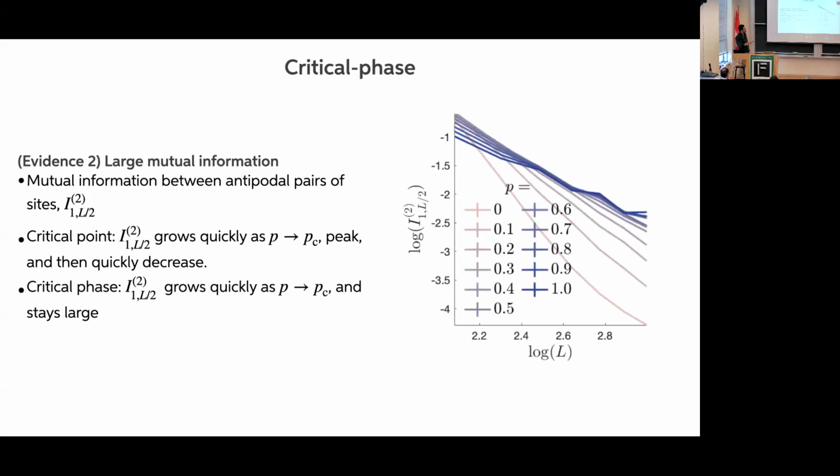We have the mutual information for different values of P. As we increase P, the mutual information increases. And as P continues to increase, it continues to go up, it doesn't go back down. So large mutual information.